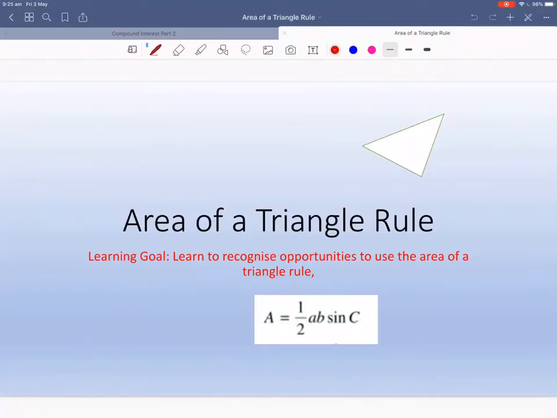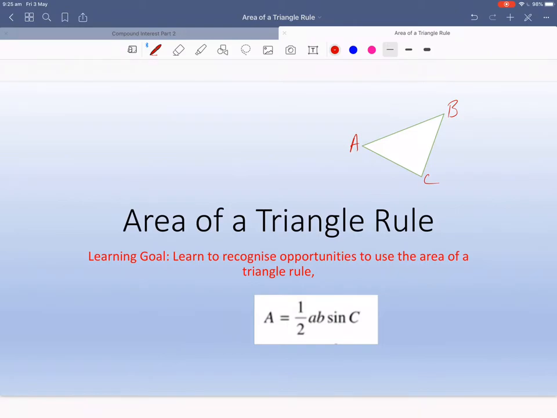This lesson is on the area of a triangle rule, and the learning goal is to recognise opportunities to use the area of a triangle rule. This lesson should come after the sine rule, and we have this triangle that we label A, B, C.